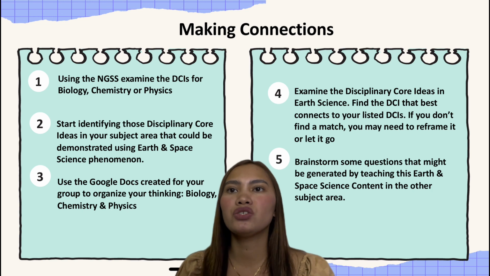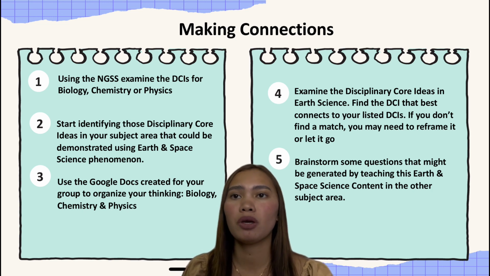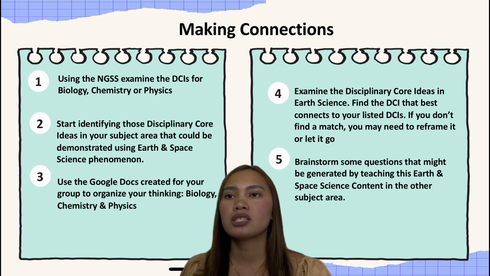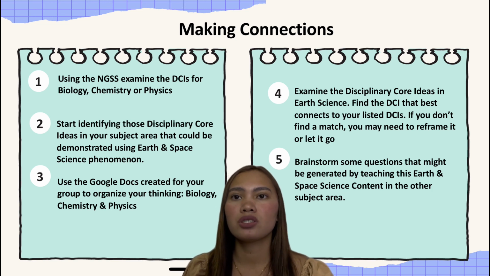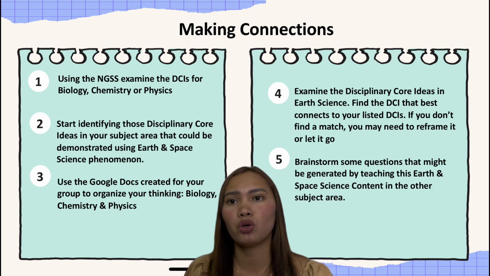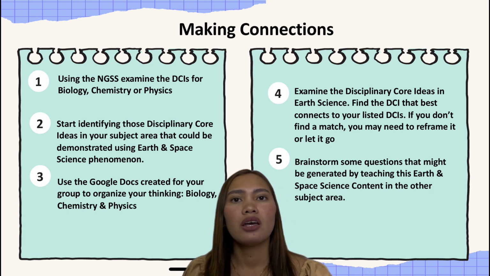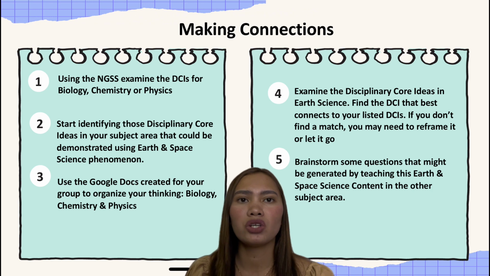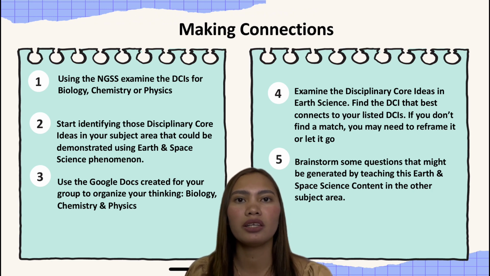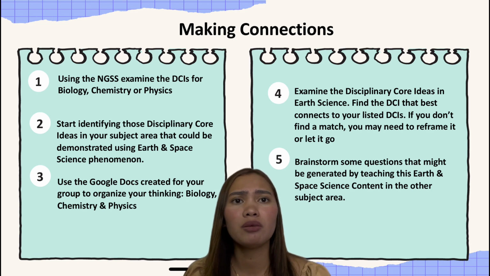First, using the NGSS, examine the DCIs for biology, chemistry, or physics. Second, start identifying those disciplinary core ideas in your subject area that could be demonstrated using Earth and space science phenomenon. Next, use the Google Docs created for your group to organize your thinking: biology, chemistry, and physics. Next, examine the disciplinary core ideas in the Earth science and find the DCI that best connects to your listed DCIs. And if you don't find a match, you may need to reframe it or let it go.